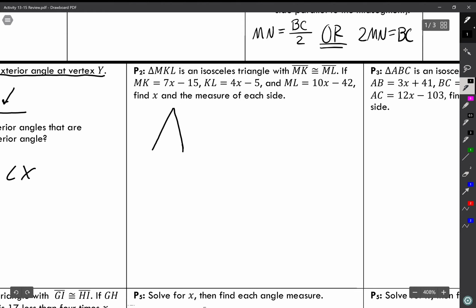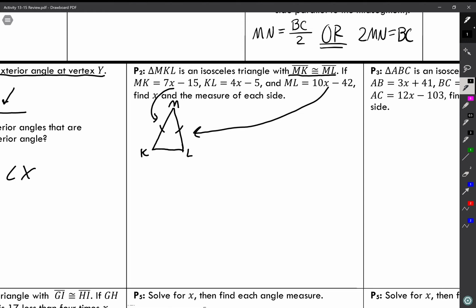I know it's an isosceles triangle, so I know 2 sides will be congruent, and those 2 sides are MK and ML, based on what we're given in the problem. So I'll mark them like that. That means that my vertex angle is M, and then we can put a K and an L. I know that MK is 7x minus 15, ML is 10x minus 42. Since those are congruent, we can set those 2 expressions equal to each other. As of right now, we're not doing anything with KL.